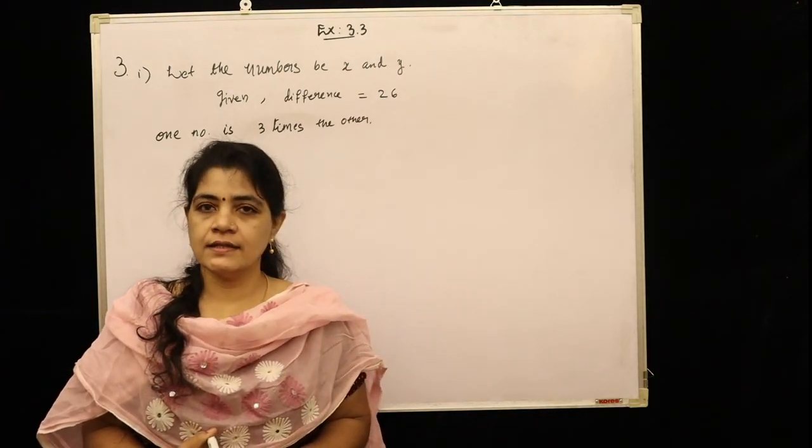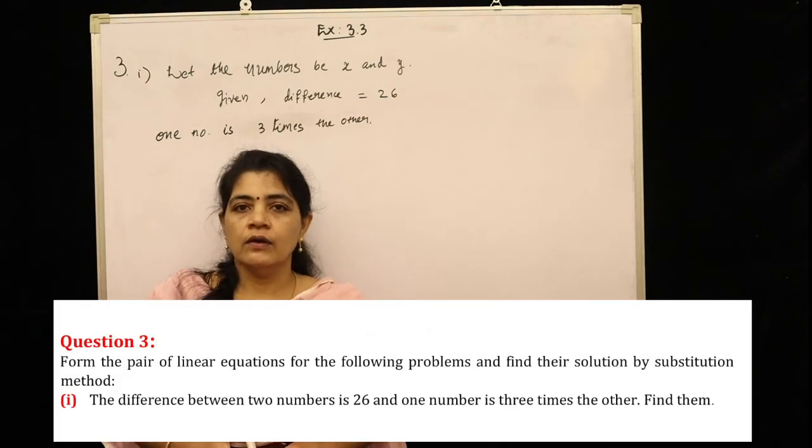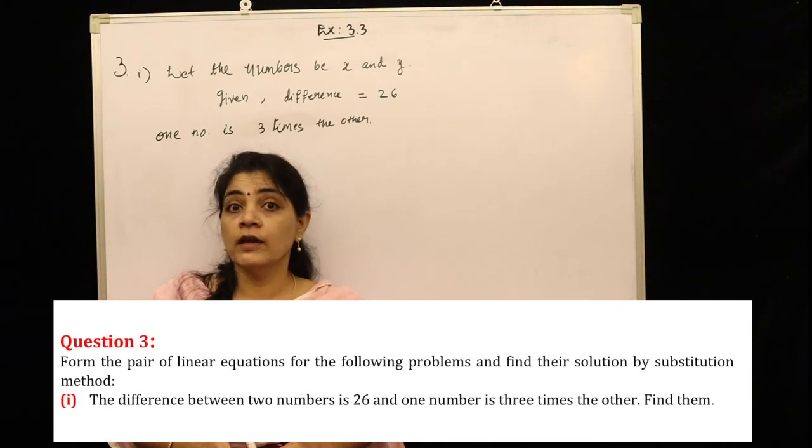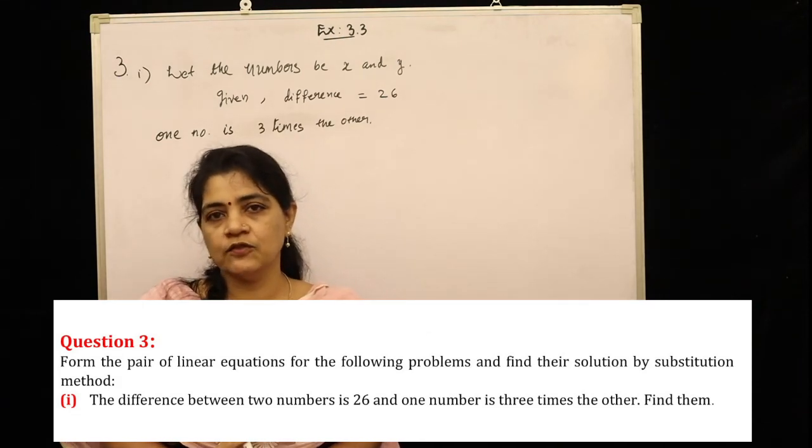We are continuing exercise 3.3, and the word problems come under question number 3, where we have 5 problems. So we are moving to the first question. We can expect one question from this exercise for the examination.